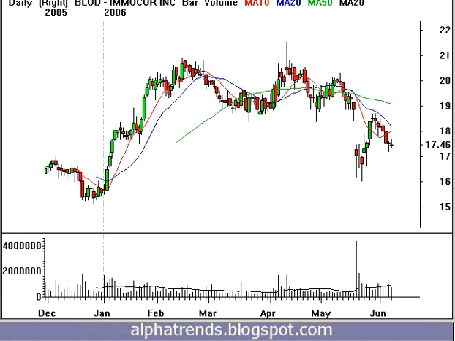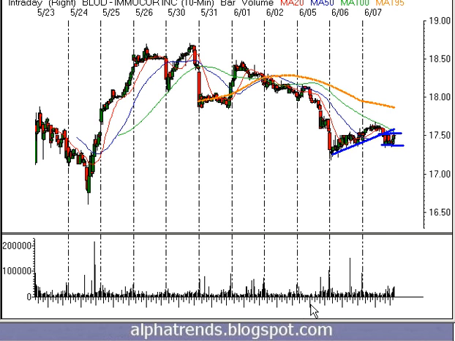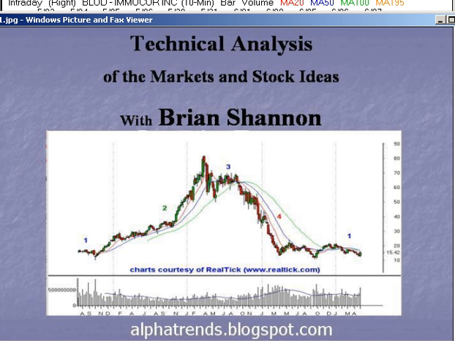All the charts that you see here are brought to you courtesy of Realtic, and what I use on this charting package is only a very, very small portion of what's available. There's all kinds of different studies that you can use. I choose to keep my analysis very simple. That's what works well for me.